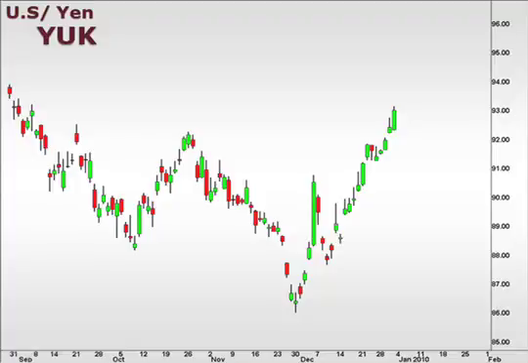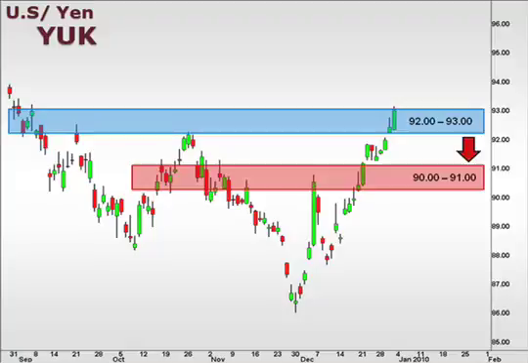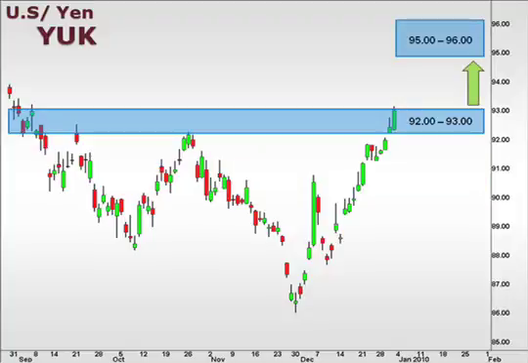Let's take a look at the YUK. Well, the US dollar hit our 92-93 focal zone as it continued to strengthen against the yen. We are open to the possibility of a retracement after such a robust rally, which would likely look for support down within the 90-91 range. An extended move higher brings the 95-96 box into play as our next overhead resistance.